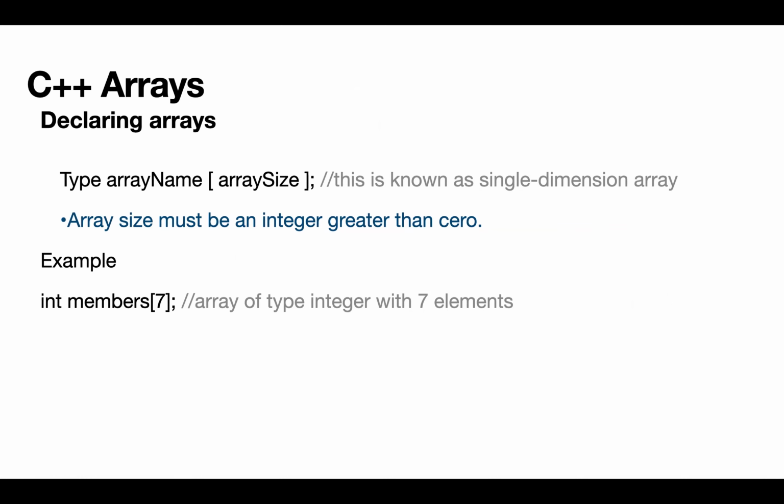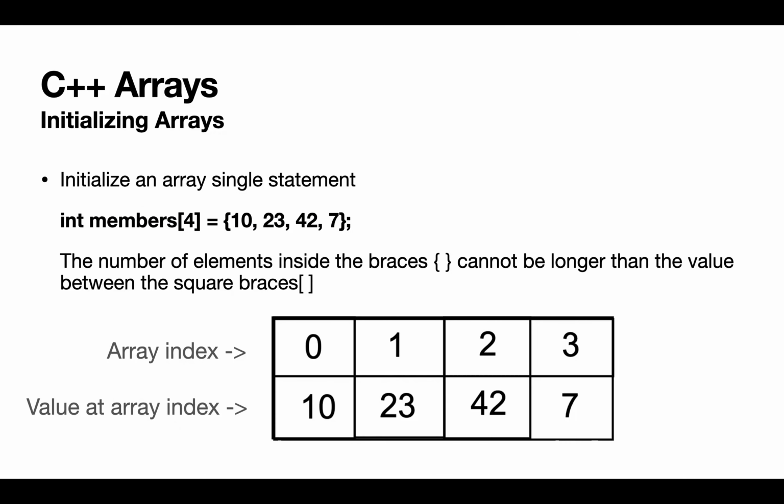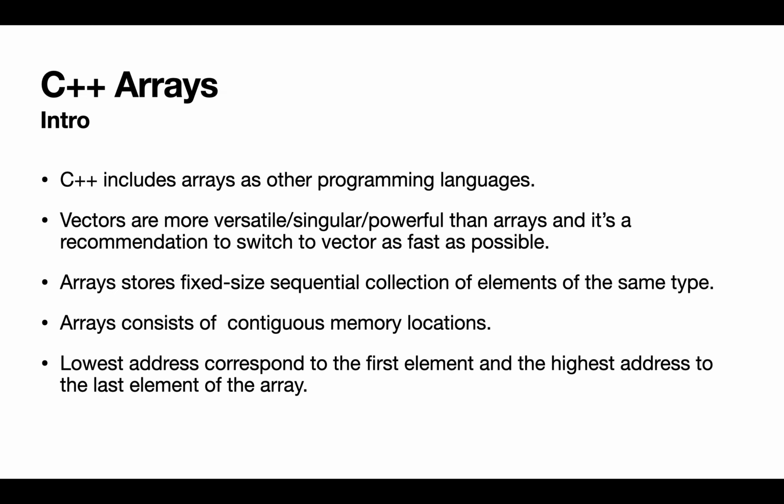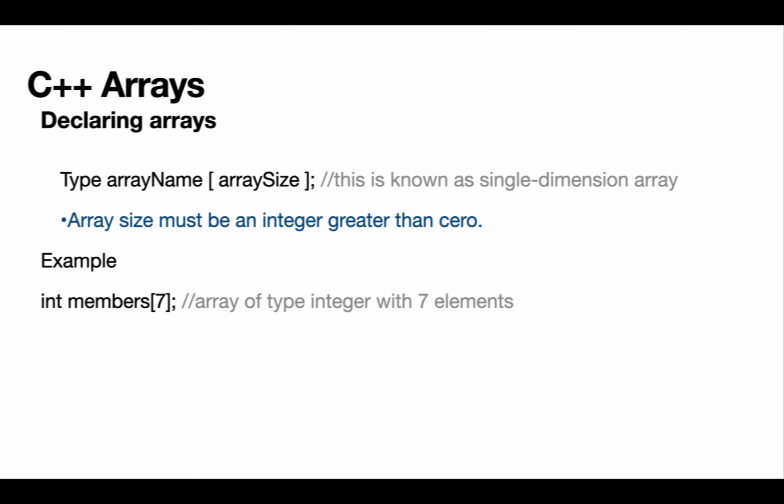Okay, there are two things you can do with arrays. One thing is declaring the array, and the other thing is initializing the array. So, declaring arrays. Here we can see a type, array name and the array size. This is known as a single dimension array.